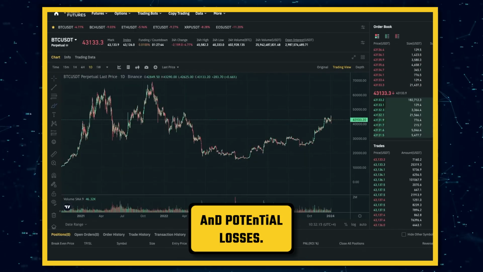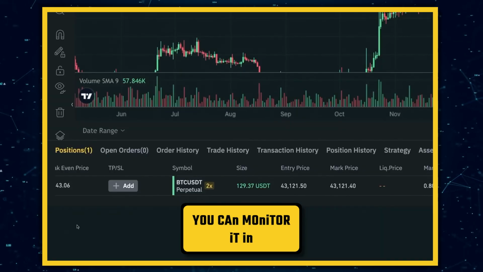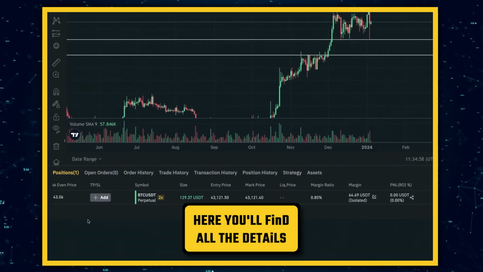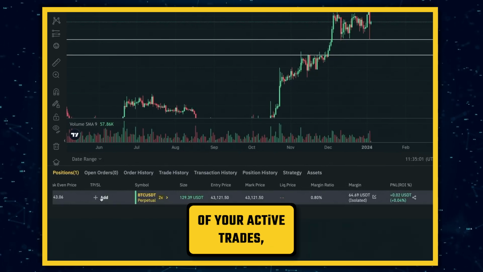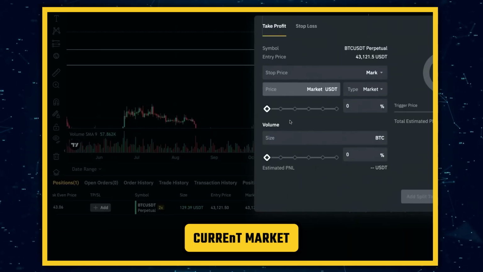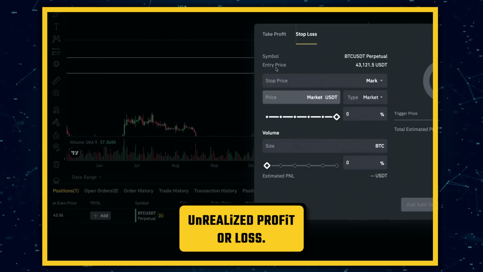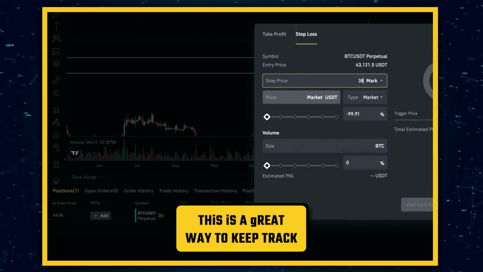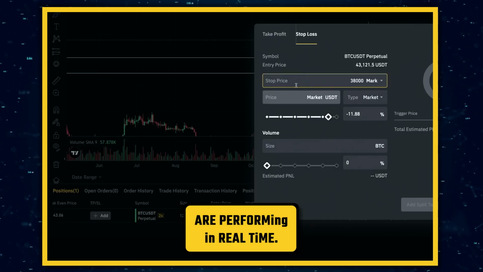potential losses. Once your trade is open, you can monitor it in the Positions tab. Here, you'll find all the details of your active trades, including your entry price, current market price, and your unrealized profit or loss. This is a great way to keep track of how your trades are performing in real time.